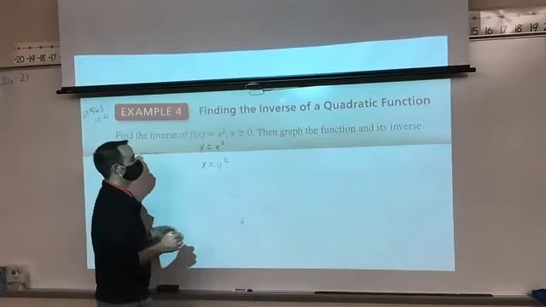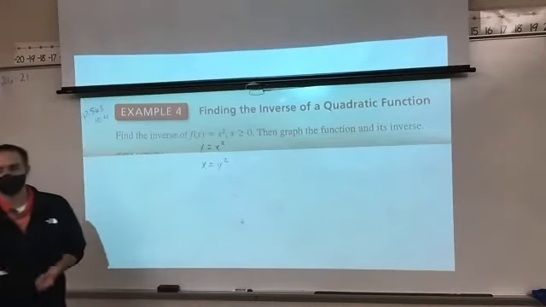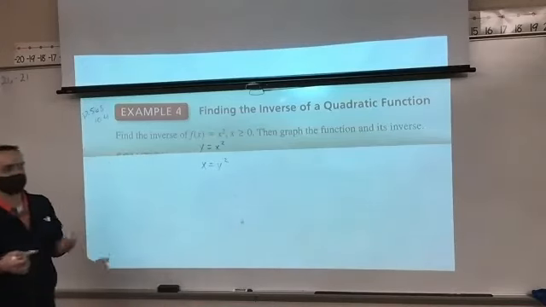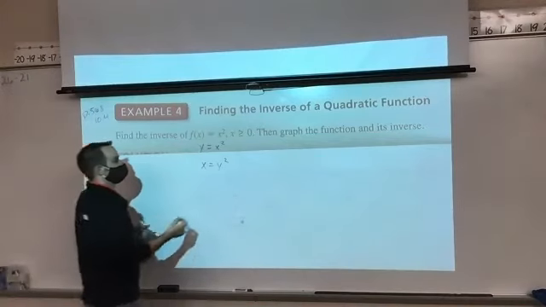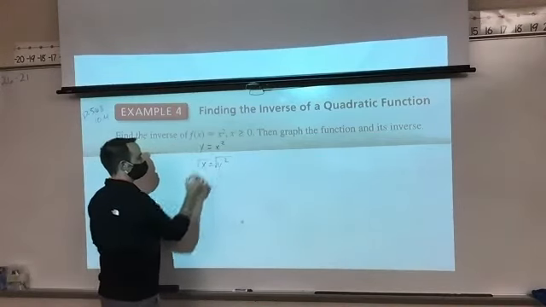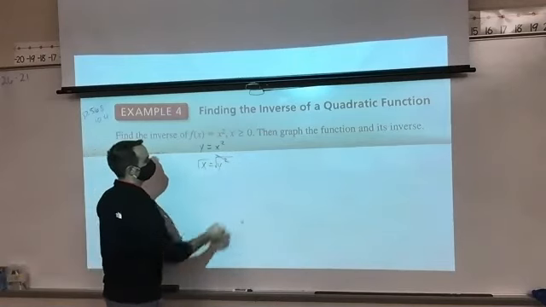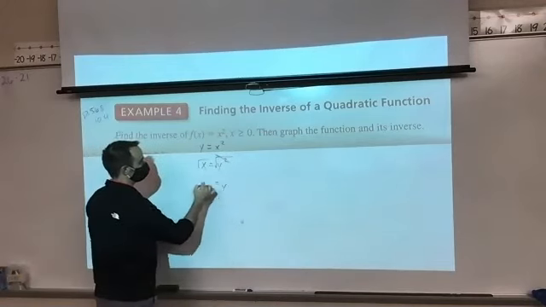Switch the x and the y. We now have x is equal to y squared. We need to get y by itself, not y squared, but y. So I have a squared, so I take the square root of both sides. So y is going to be equal to that square root of x.